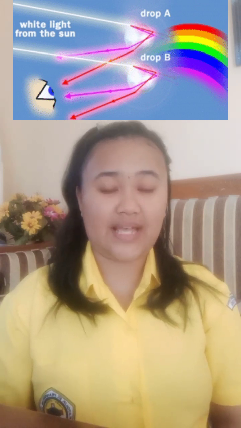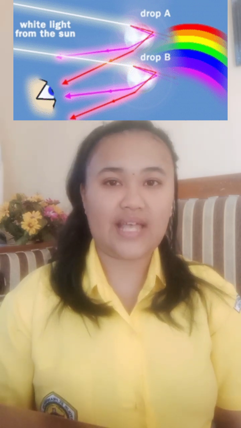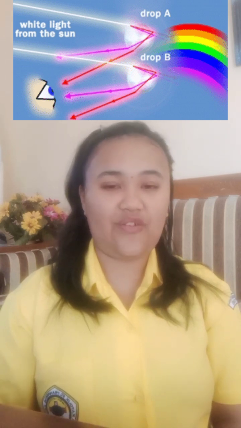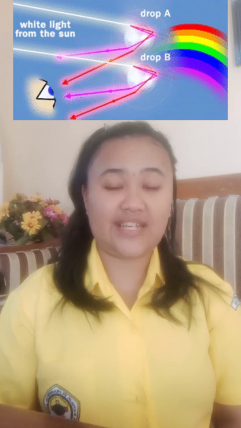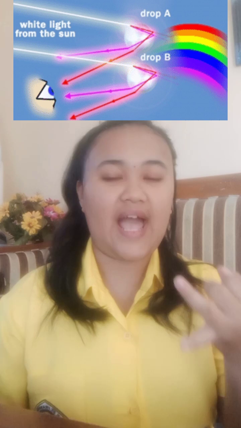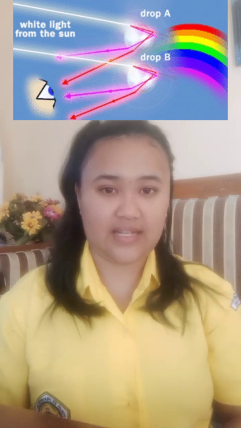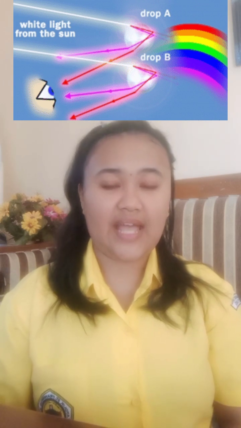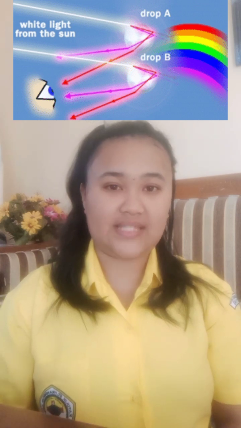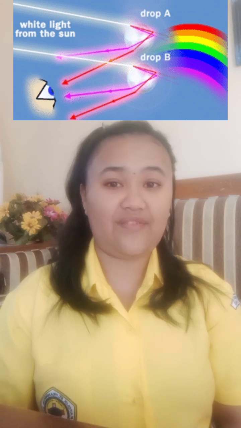The rainbow is a natural phenomenon, which is an optical process. The formation of a rainbow involves three processes, namely reflection, dispersion, and refraction. The first process is reflection. Water droplets in the air can act like tiny mirrors. When sunlight hits water droplets, most of the light will be reflected back.